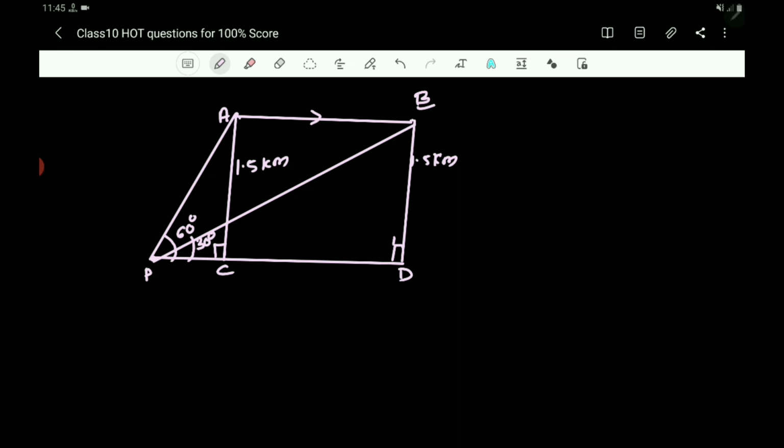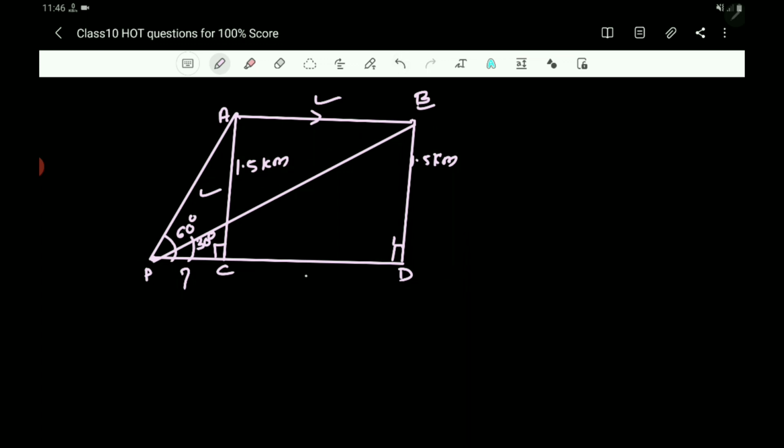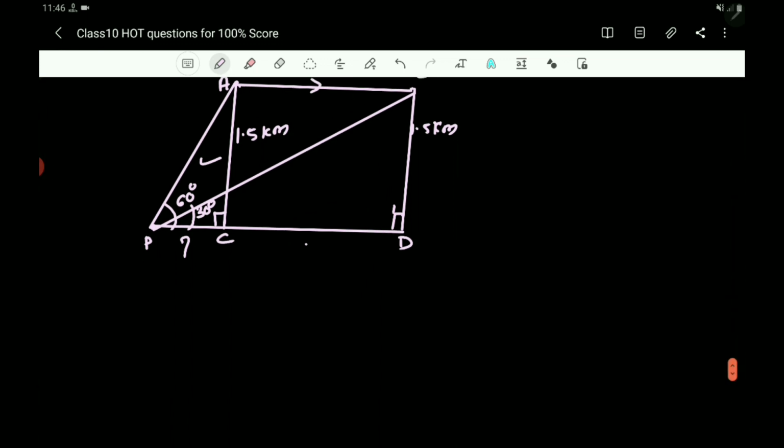So, to find this distance, here use the triangle APC and get PC, and next use the triangle PDB and get the length of PD. Then you will get the length of CD by subtracting PC from PD. And this CD and AB are the same. If you get CD, that is nothing but AB. So first let us find the PC and CD. So you take the triangle APC.